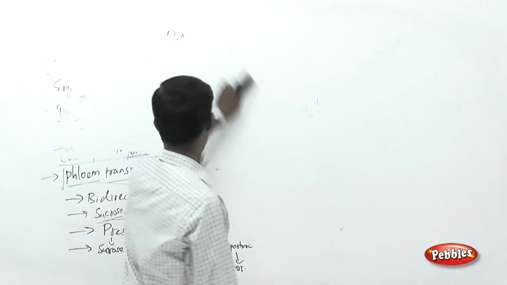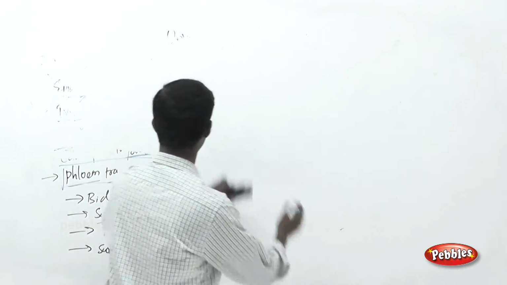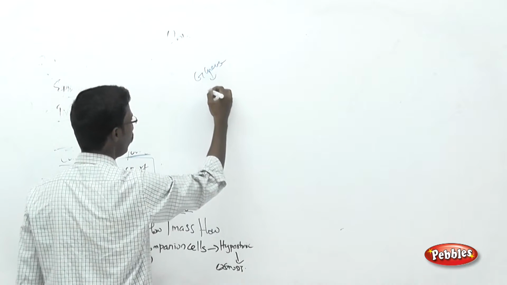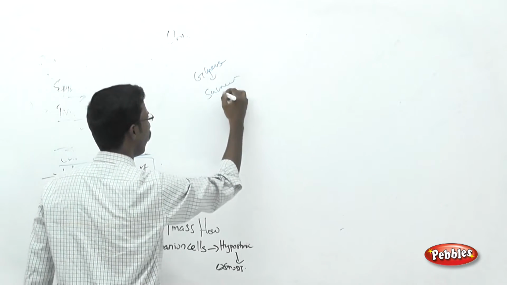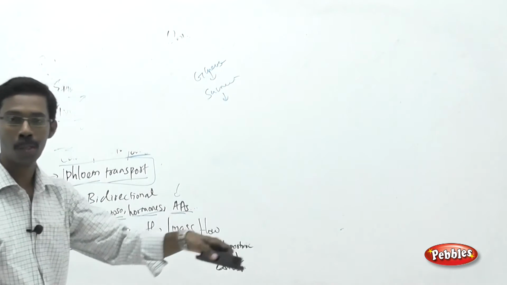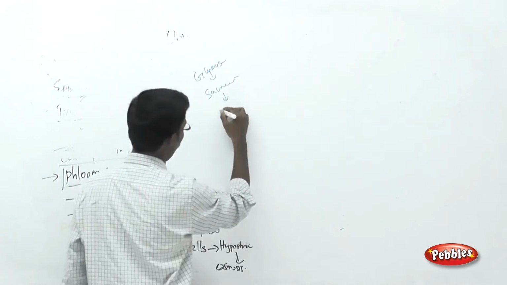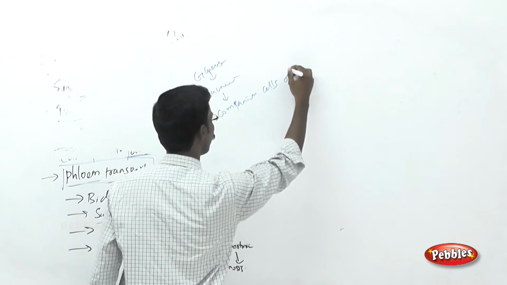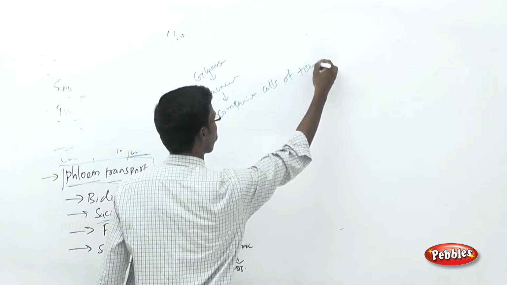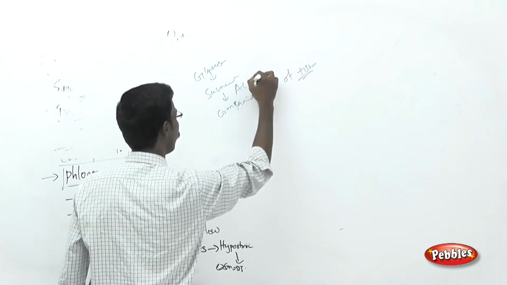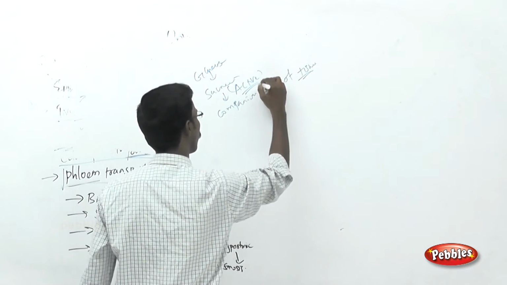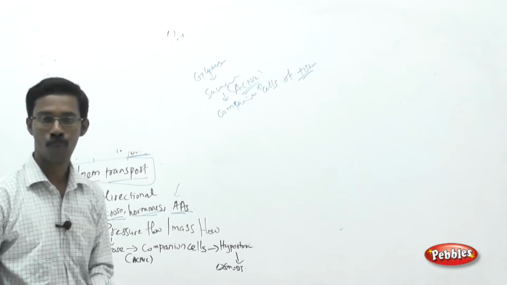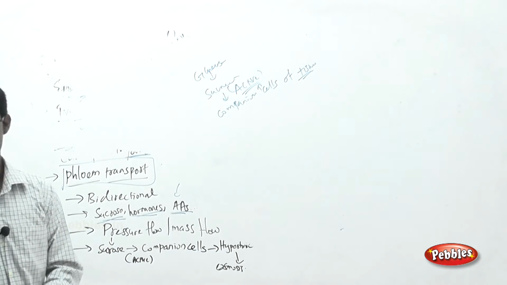So what is going to happen here, as I told you, the glucose will be synthesized in leaves and converted into sucrose, and the sucrose will be transported to the phloem, exactly to the companion cells of the phloem tissue, by means of active transport. This is what you have to remember: the transport of sucrose to the companion cells of the phloem tissue by means of active transport.